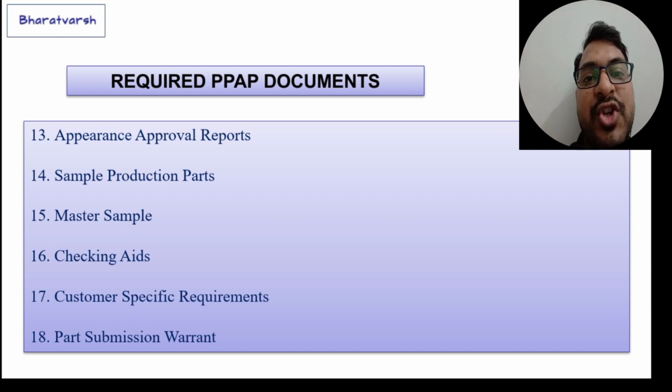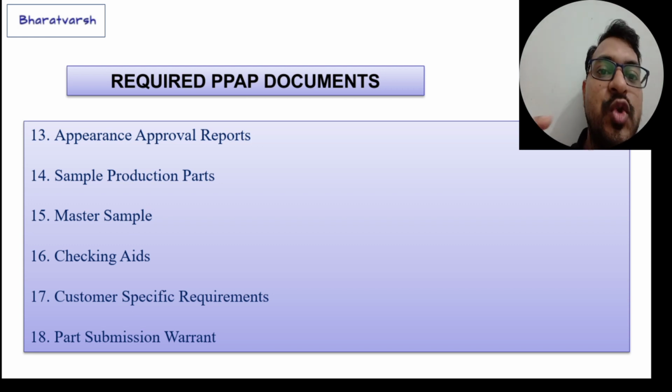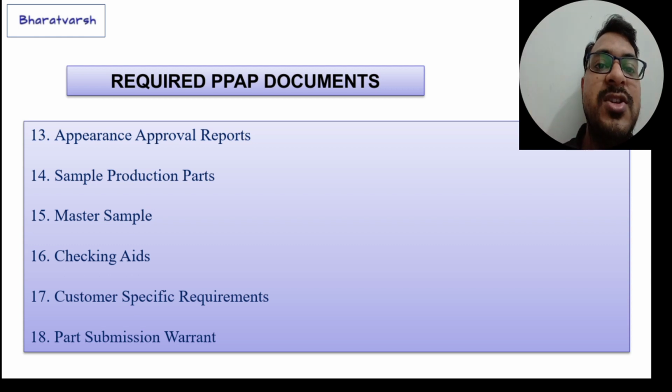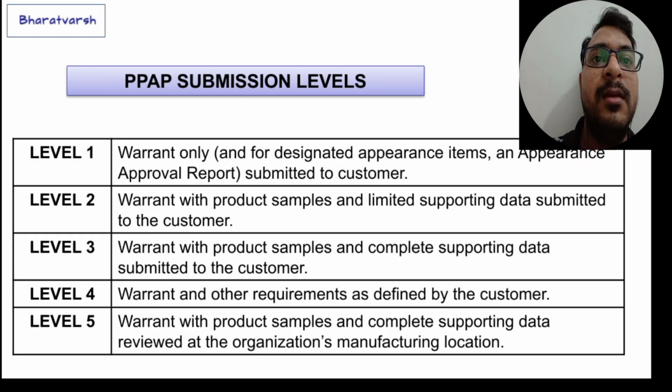The production run or production rate is also shown in the part submission warrant, and the manufacturing process which we are using to produce that part is also shown in the PSW document. So it's a very important document. It also shows the part weight. We will study these 18 documents separately in a further video.